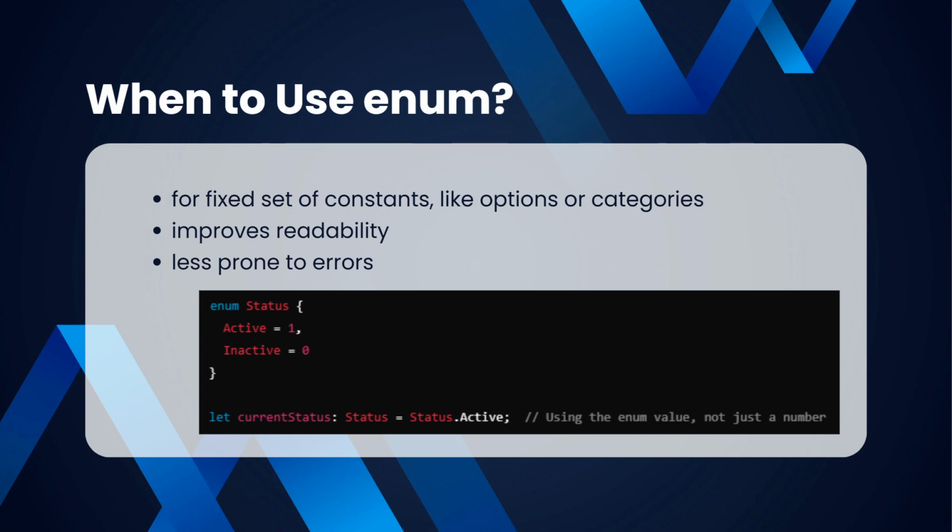When to use enum? Use enum when you have a set of related constants, like a list of options or categories. Enums improve code readability and are less prone to errors by giving meaningful names to values instead of using numbers or strings directly.